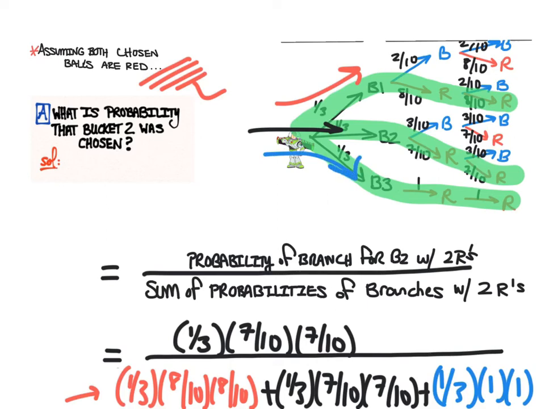And there's Bayes' theorem, so if I do all this out, we'll get a probability. So let me pause this for a second. And so we get an answer of 0.23, and that's our probability that Buzz chose bucket 2, given that 2 red balls were chosen in the end.